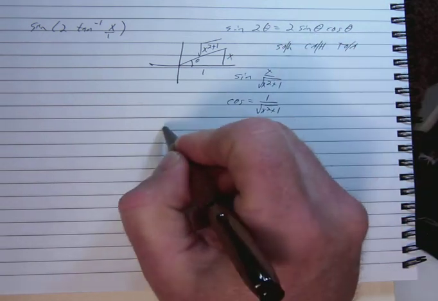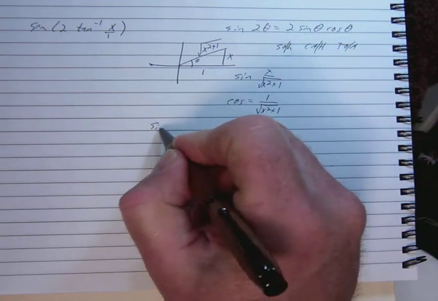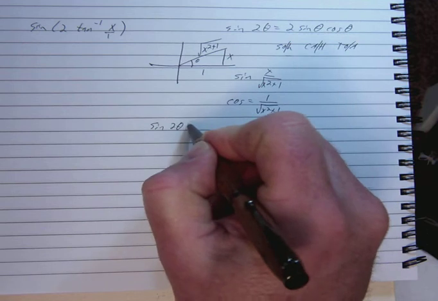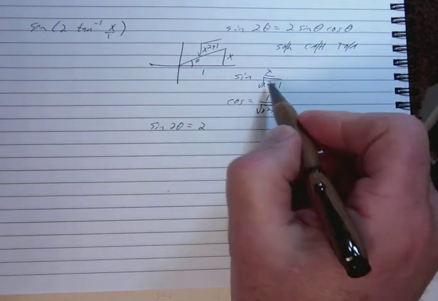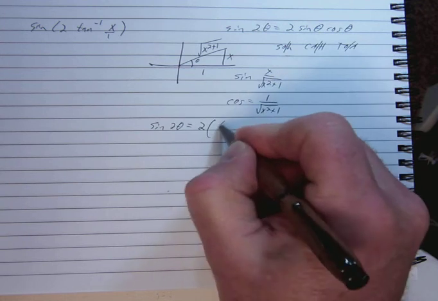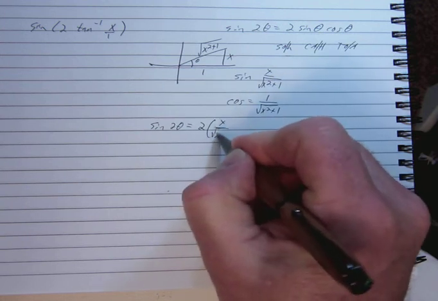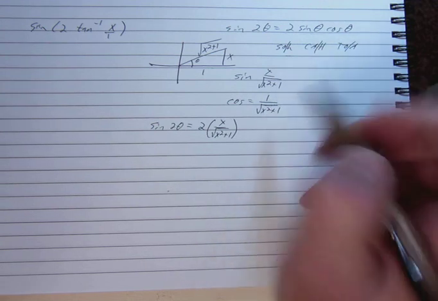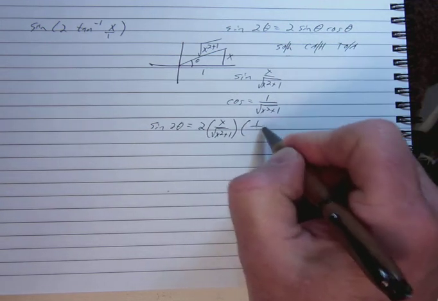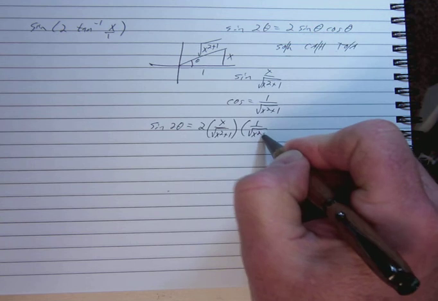So we have the sine of 2 theta equals 2 times the sine of theta, which is x over the square root of x squared plus 1, times the cosine of theta, which we found to be 1 over the square root of x squared plus 1.